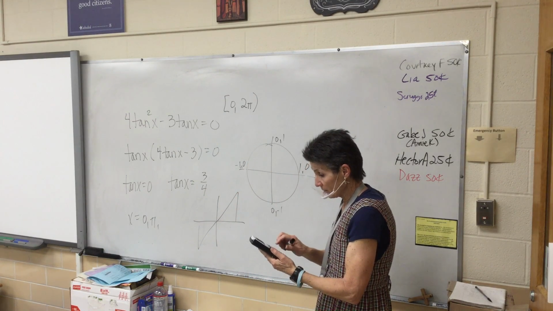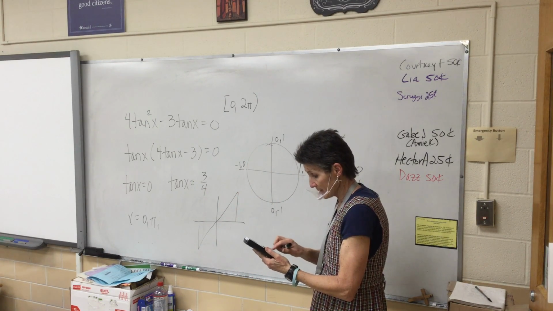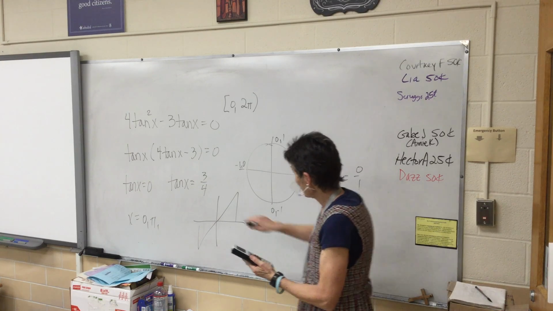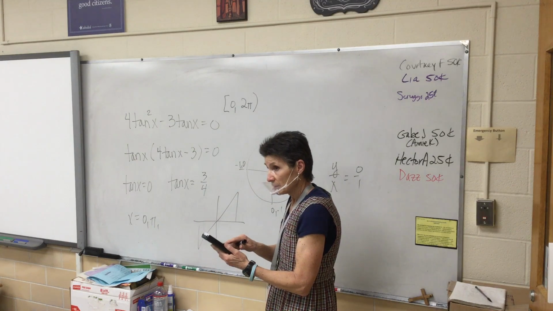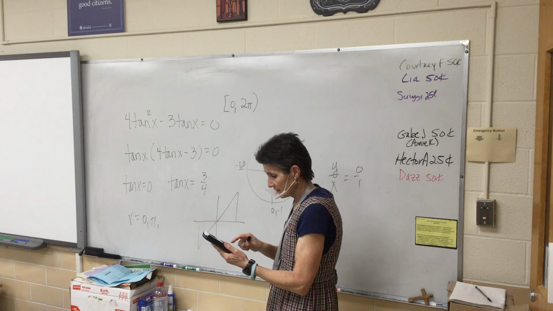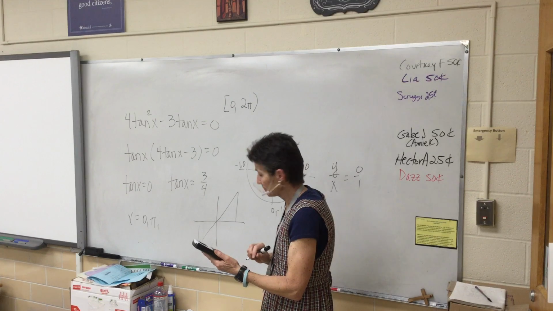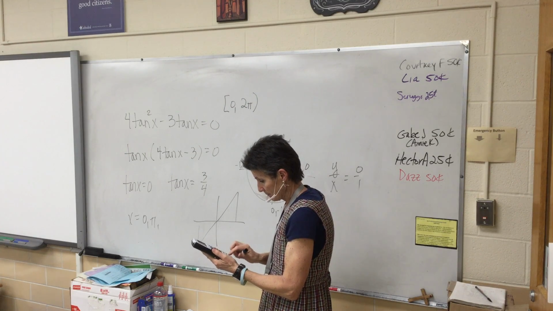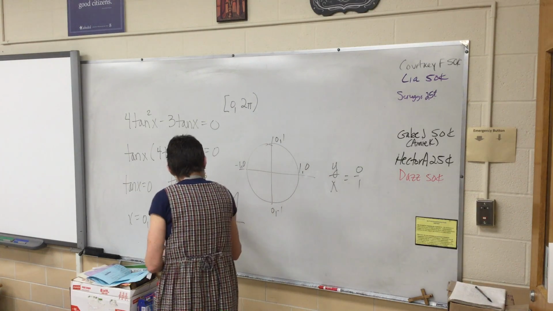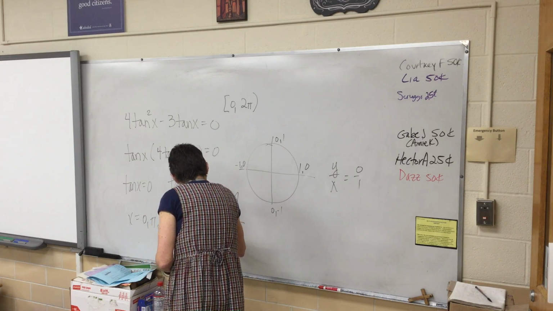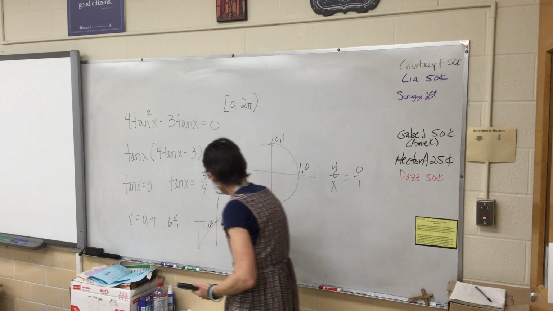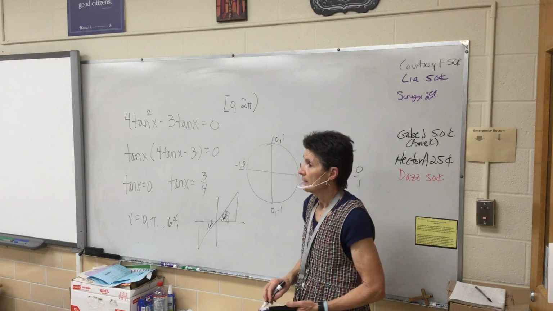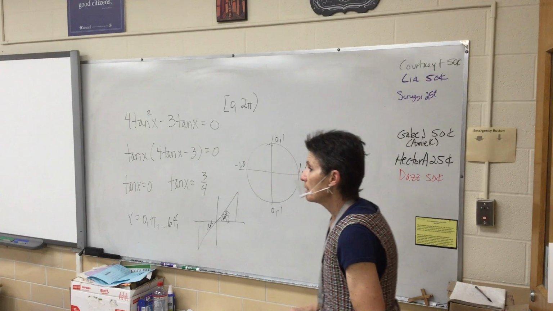So I'm going to change my calculator to radians if it's not already there. And how do I figure out an angle from this? What do I have to type? Yep, so second tangent, 3/4. And I got 0.64. So one of my answers is 0.64 right here in quadrant 1. And then how do I get the other one?